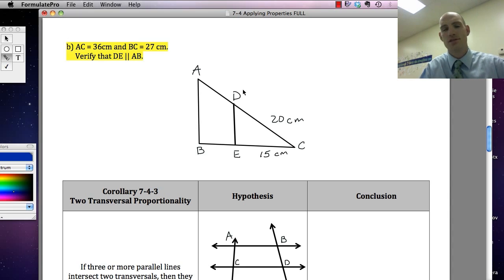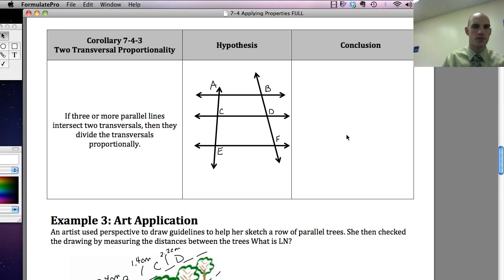Okay? So these two things that we've so far discussed are really not too mind-blowing. They're really just dealing with proportionality as we've done it before and using those cross products to try to solve for a couple things. And what we're going to talk about today is the two transversal proportionality corollary.